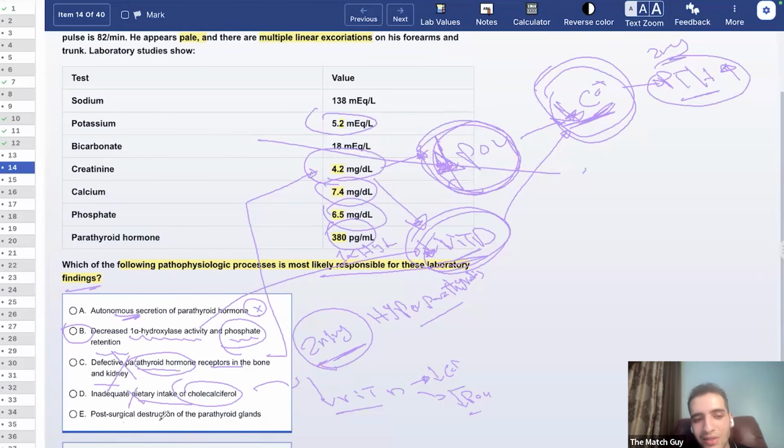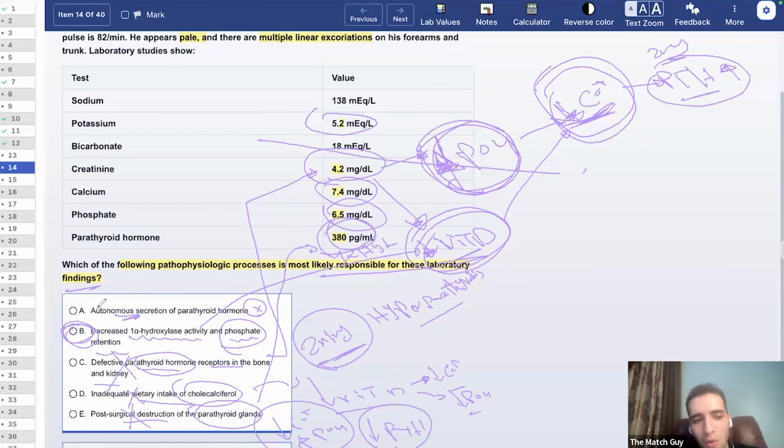Is it post-surgical destruction of the parathyroid gland? So if you undergo thyroidectomy, sometimes you can remove the parathyroid gland. And this can give you low calcium and high phosphorus, yes, if you removed the parathyroid gland. But what will happen to the parathyroid hormone level? It will be low because you removed the parathyroid gland. This person has too much parathyroid hormone, so it's also wrong. So the only one here is B.